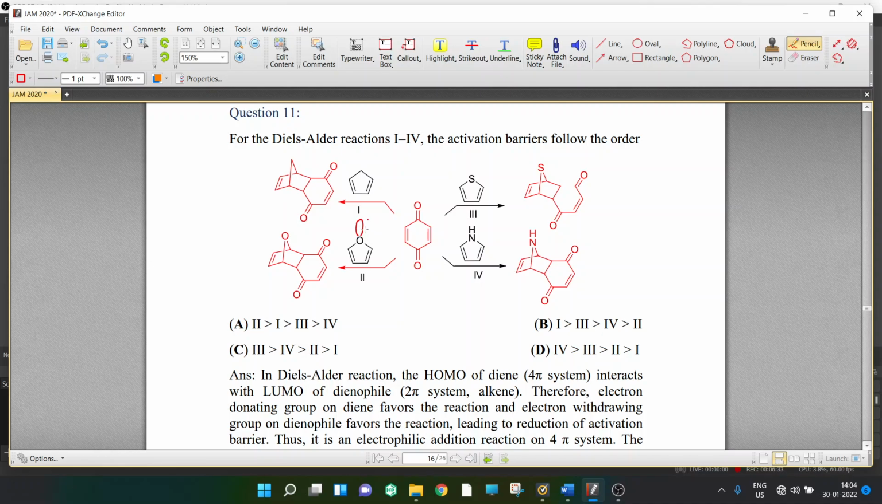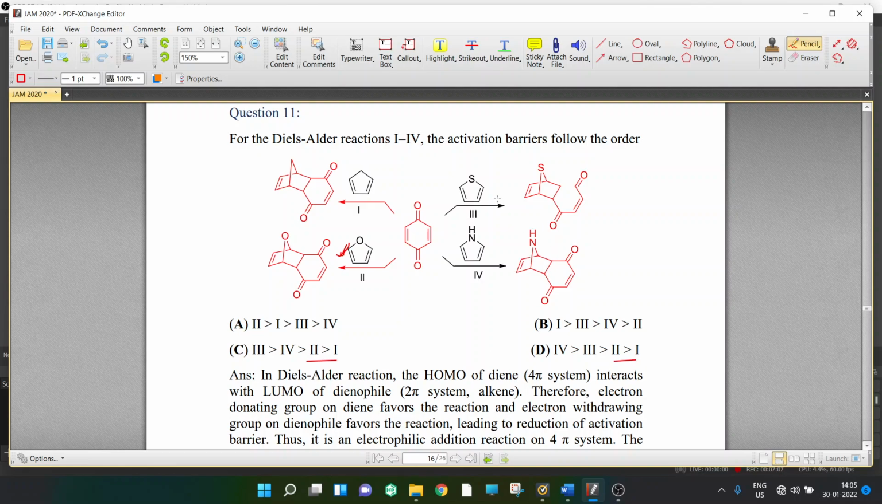And when this lobe becomes very small, its efficiency in overlapping with these p orbitals becomes highly hindered, and because it becomes hindered, the system is almost like a non-aromatic system, and therefore this will react quite fast. So I have a feeling this should have the second lowest activation barrier. So 1 and 2, both C and D still are holding intact.